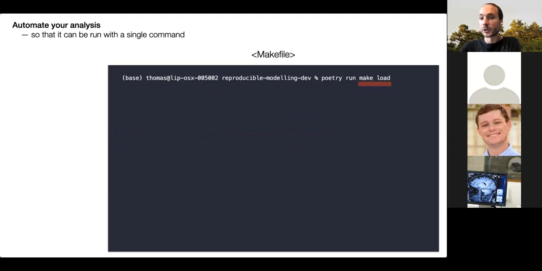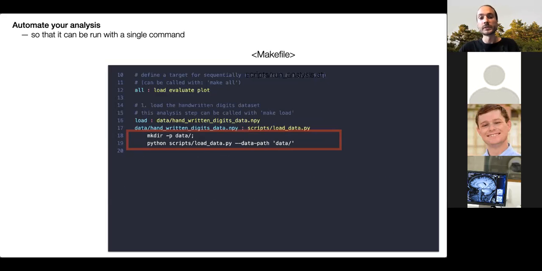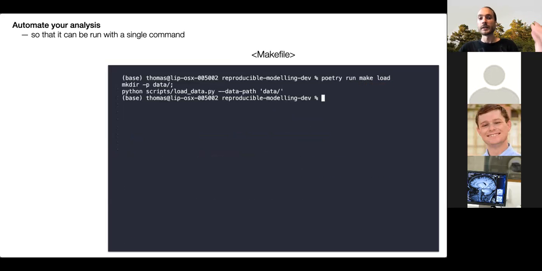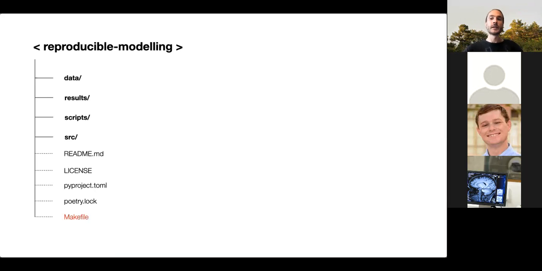And then in the terminal, simply in your directory, where everything is readily installed, you can type poetry run make and then whatever target you want to use. Load, for example, would only reproduce the load command, so what is marked in red in the Makefile. If we type it, we see that the only thing that happens is that the data directory is created and the load_data script is executed. So you see a printout of all the individual commands here. And the Makefile again can live in your repository, and you can share it with others through GitHub.